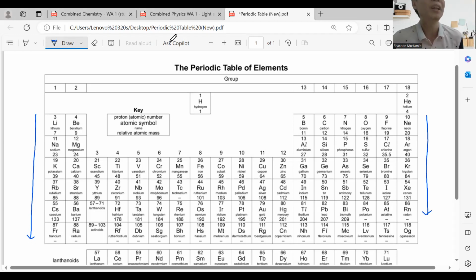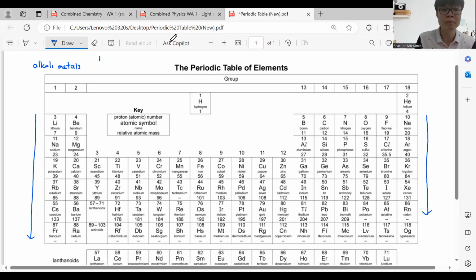Okay, what are your group 1 elements called? Yeah, remember, group 1 elements. Two words. Alkaline metals. Do you know why they are called alkaline metals? They are called alkaline metals because they react with water to form alkalis.